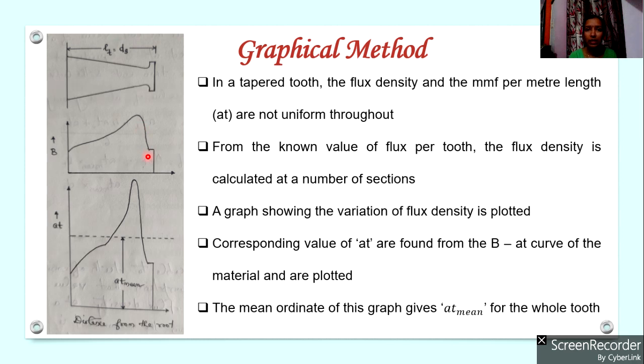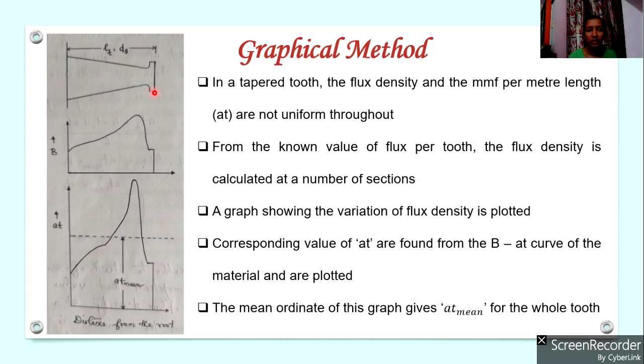We know flux density is equal to flux divided by area. So from the root, as the distance from the root increases, the area of cross section decreases. So flux density increases. Flux density is inversely proportional to area. So as the distance from the root of the tooth increases, tooth area decreases, flux density increases. And where area of cross section is minimum, flux density will be maximum.